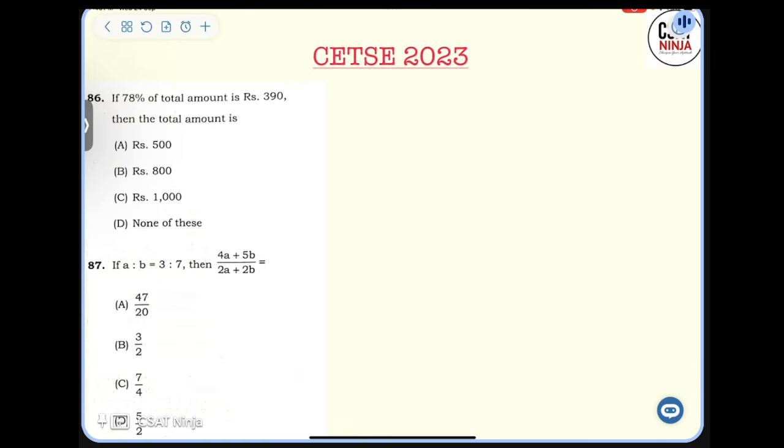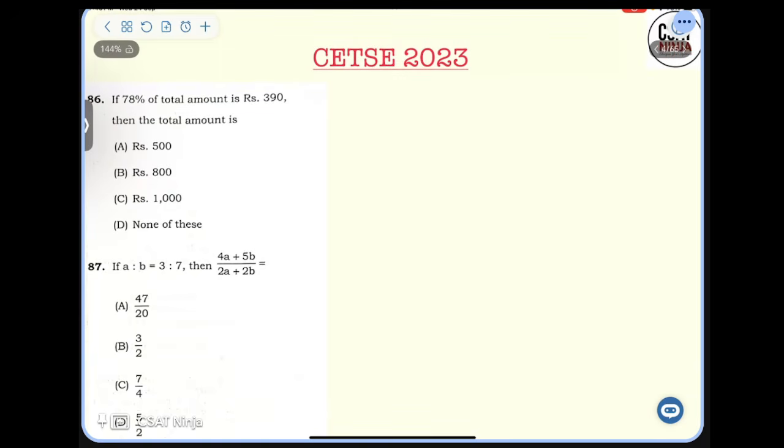So this is a question based on percentage. The question says, if 78% of the total amount is this one, then the total amount is. Most of the time, if you have attended any of my class, you will follow me easily. But if you haven't attended my class, it may be a bit hard for you to follow me, but I'll try to simplify as much as possible.